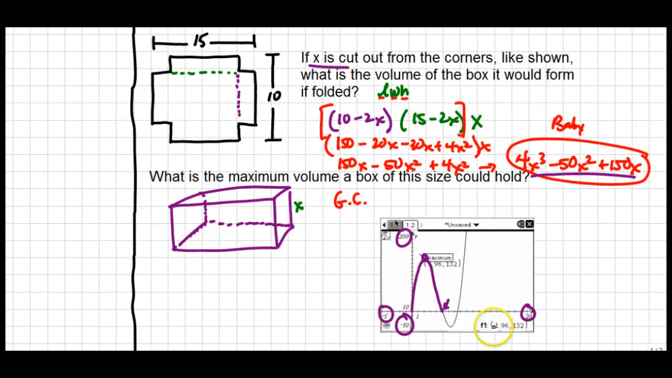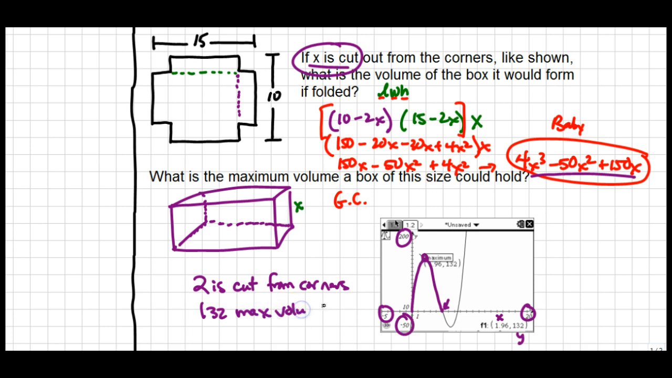So the coordinate that I got was 1.96 for x and 132 for y. Remember that the x represents how much we're cutting out of the corner. It also represents the height of the box. So we'd round that up to about 2 and say that 2 is what is cut from the corners, and then 132 is the maximum volume. I wouldn't expect you guys to figure that out any other way than by using a graph on your graphing calculator. So the maximum volume, if you cut 2 from the corners, is 132.